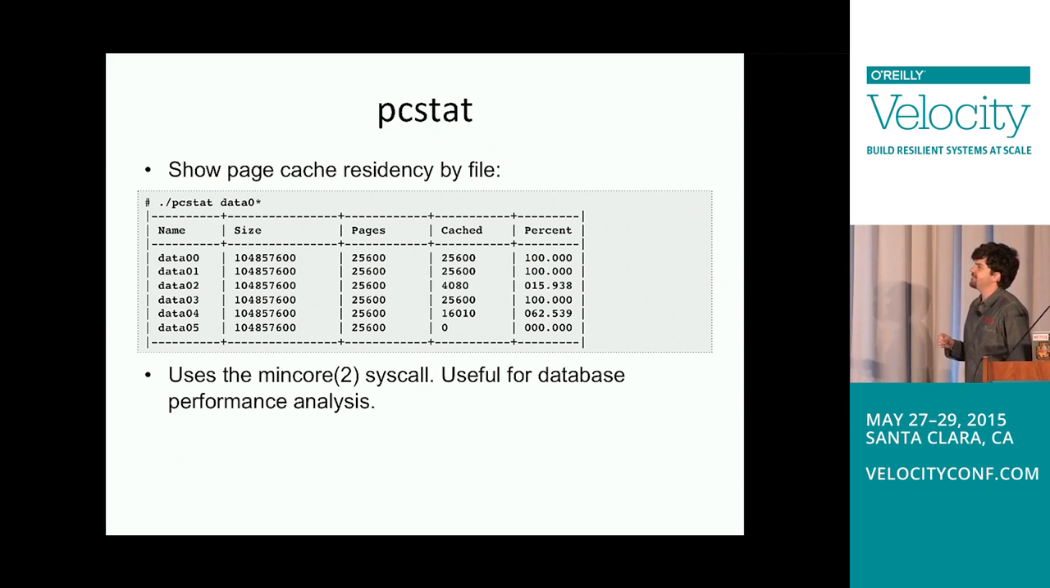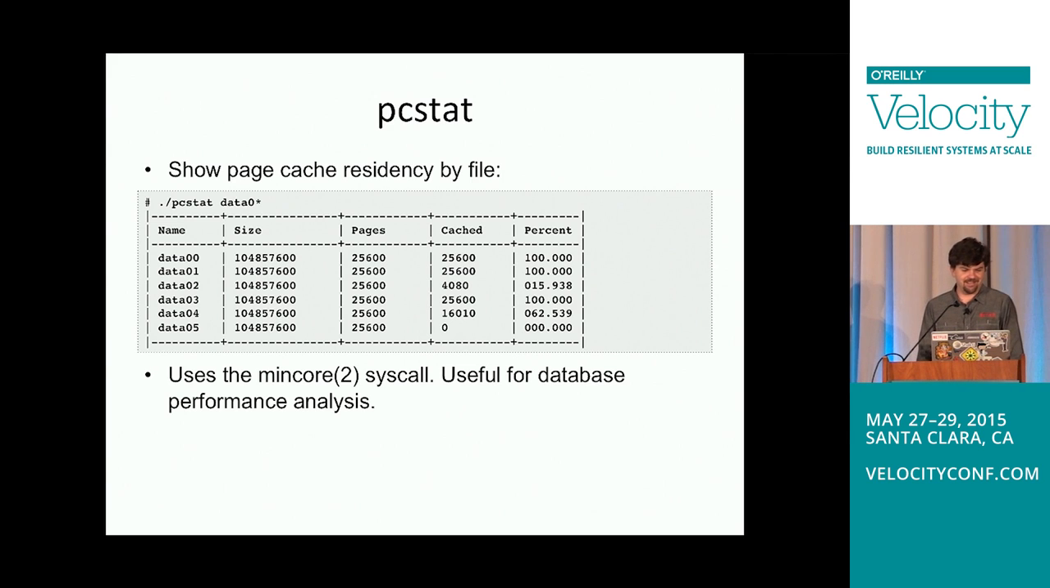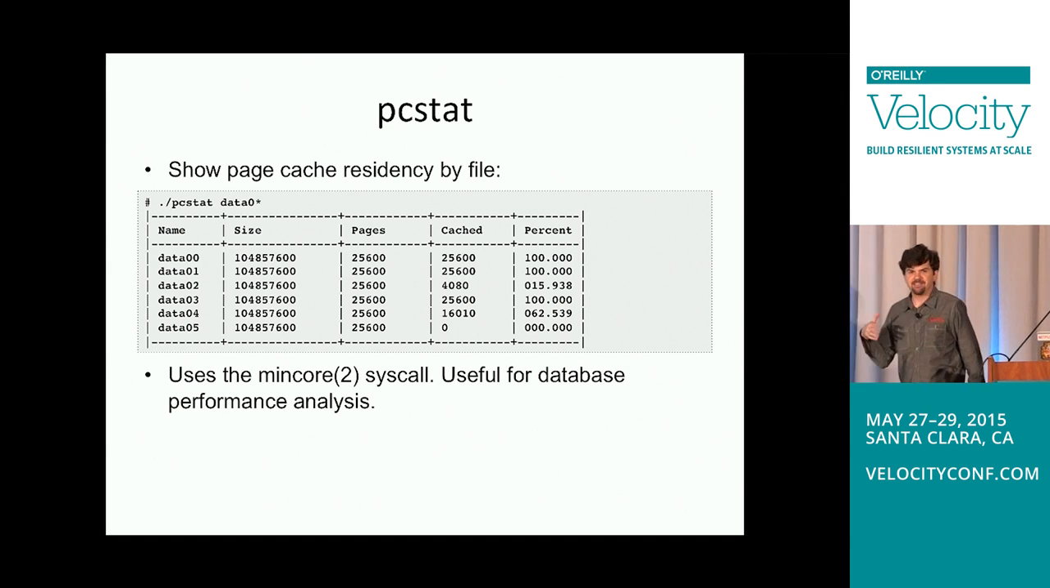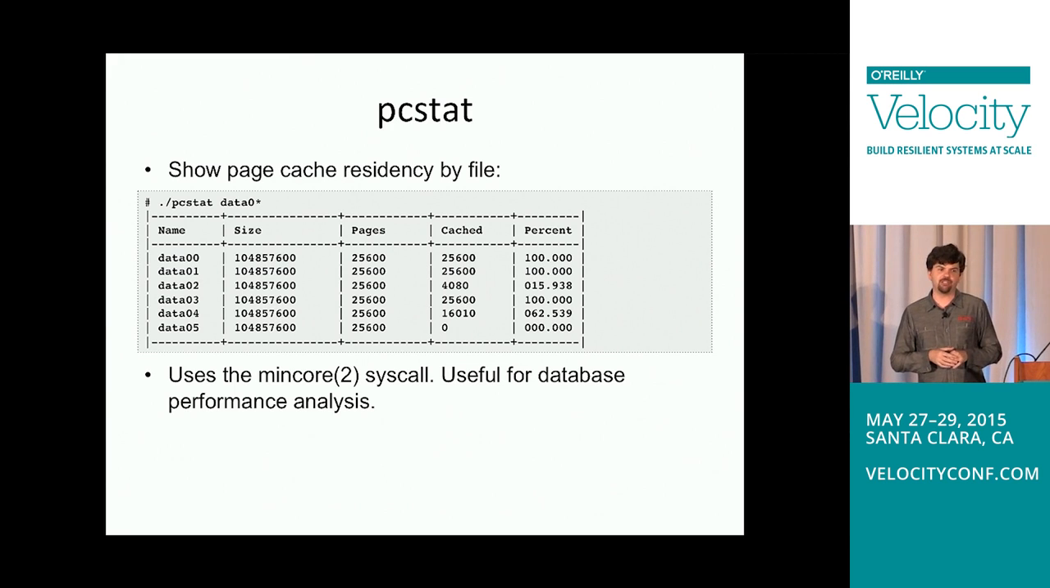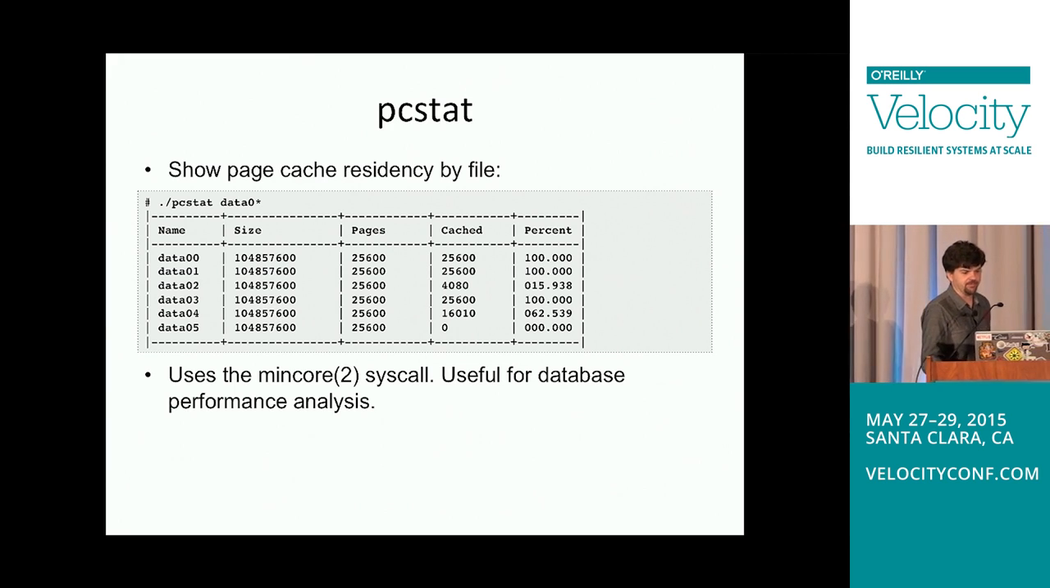Another tool that's nice is pcstat, which you can find on GitHub. It does page cache residency by file. I know the Cassandra folk like to use this so that they can see, for my database files, are they in the Linux page cache, and then it gives percentages of those.